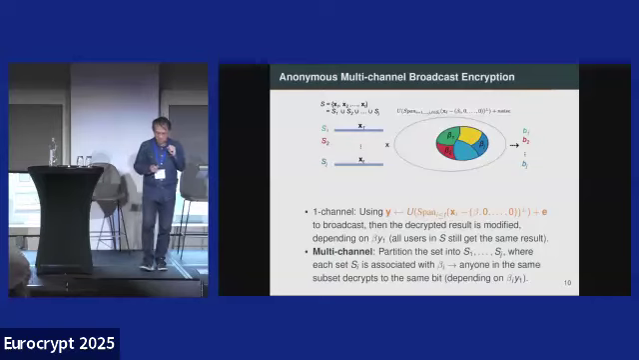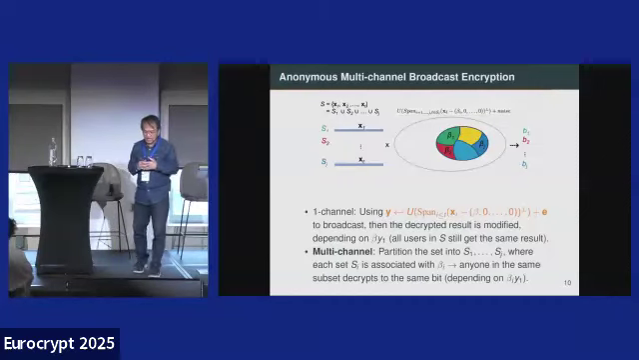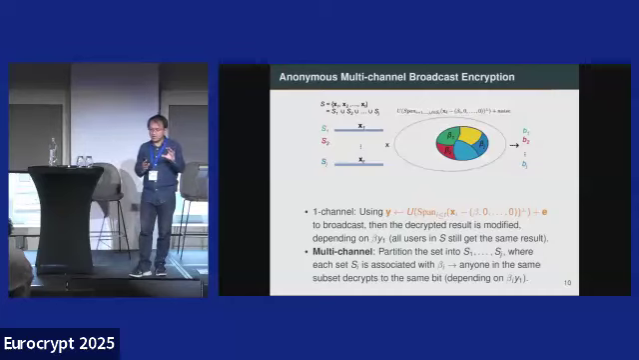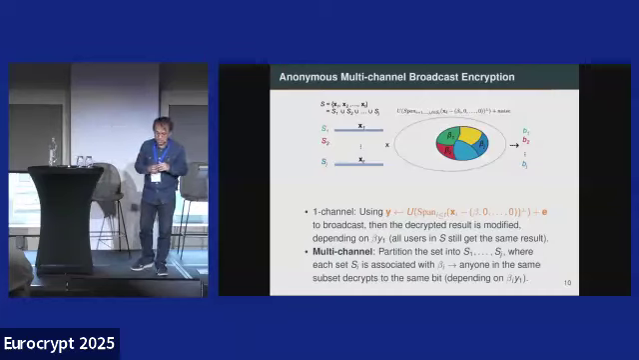And from this scheme, in fact, we can extend it to multi-channel. First, for one channel, we can put a small beta in the mask in such a way that everyone in the target set, multiplying with this mask Y, will decrypt to get the same result, and the decryption is modified depending on beta Y1.